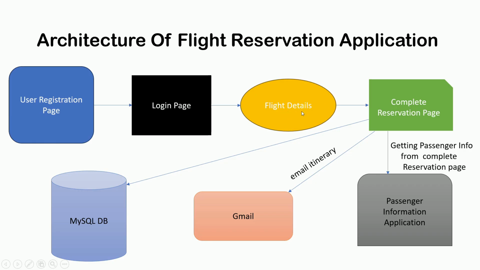Here is the flight details page. The flight details page displays a list of available flights. Users can then browse through the list and choose the flight they wish to book. Once a flight is selected in the flight details page, the user proceeds with the next step, which is the complete reservation page.